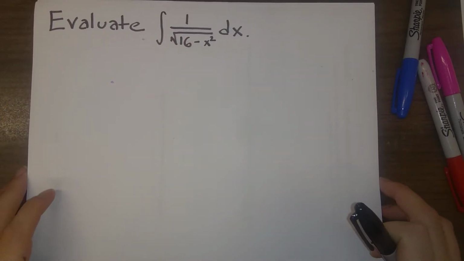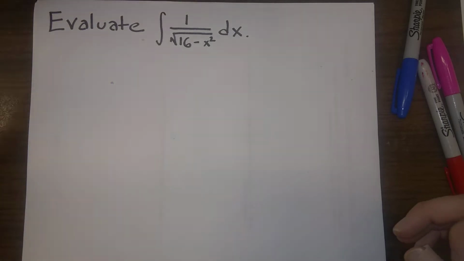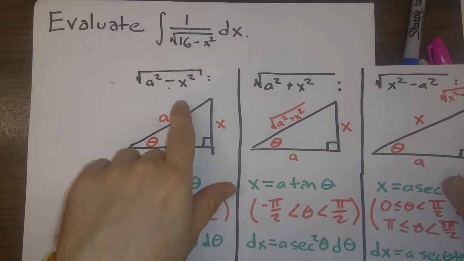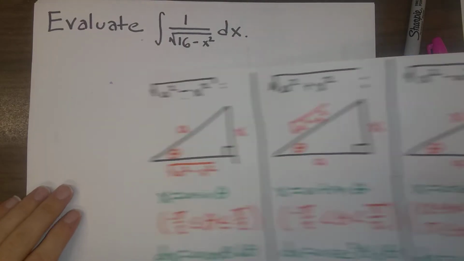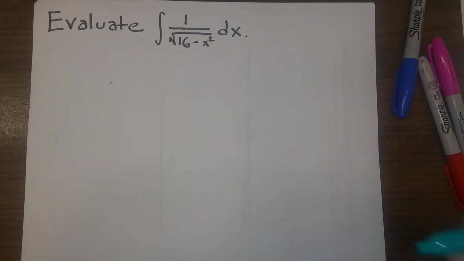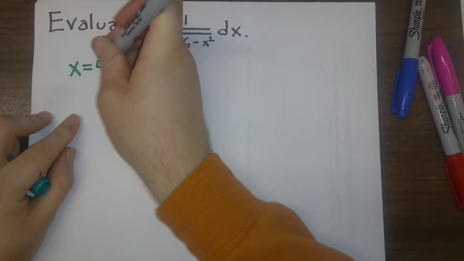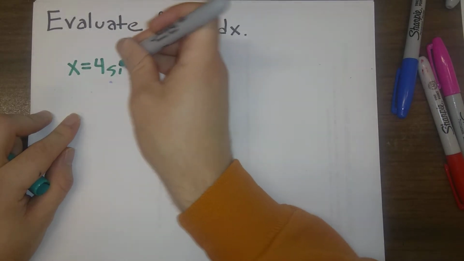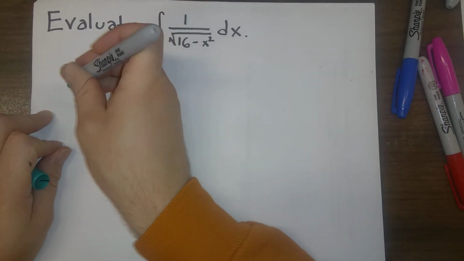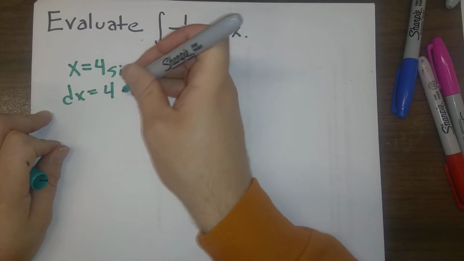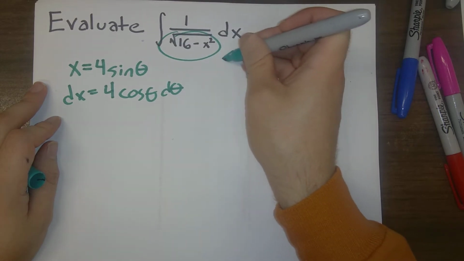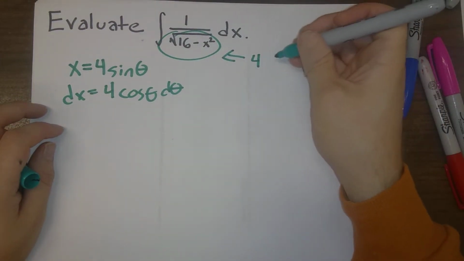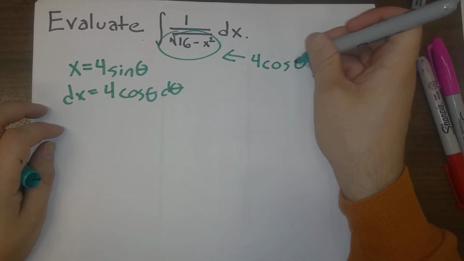So our first one is going to be the integral of 1 over the square root of 16 minus x squared. Went over that. So this is falling into this bucket where a is going to be 4. So let's write down our decisions here. x is equal to 4 sine theta, so dx is equal to 4 cosine theta d theta, and the square root will equal, after substitutions, 4 cosine theta.